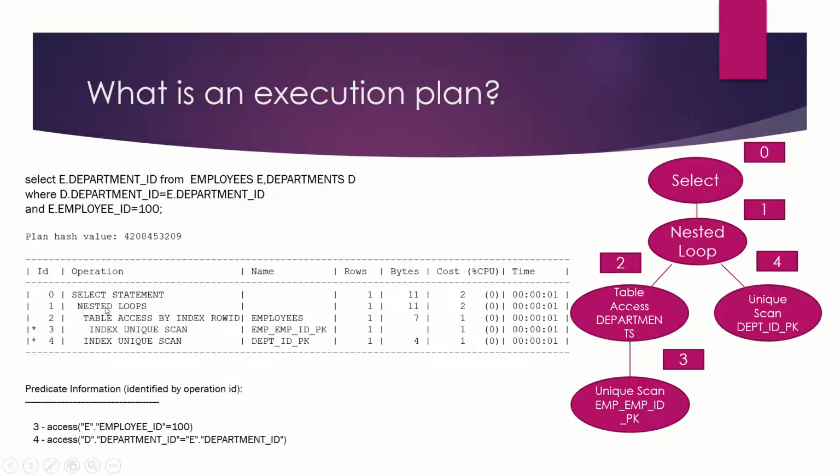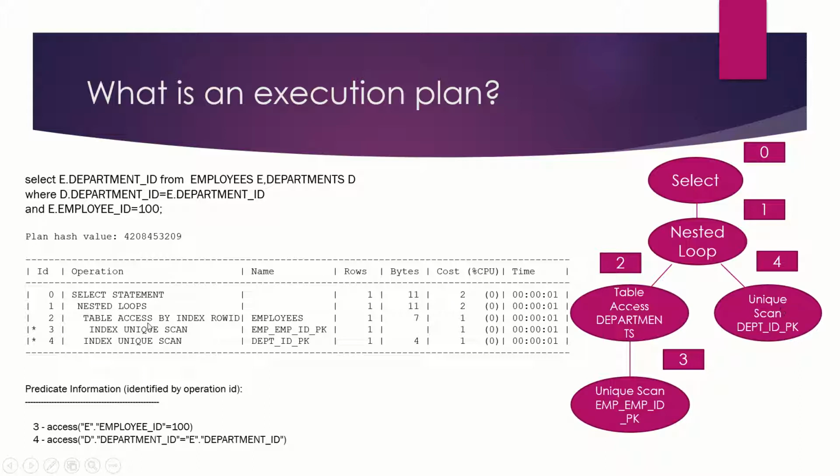Now 1 is again a parent and it has two children, that is 2 and 4. Why? Because 2 and 4 are on the same level and indented to the right of the nested loop operation. Since 2 and 4 are on the same level, 2 and 4 become the children of 1. That means operation 2, table access by index rowid on departments, and operation 4, unique scan of DEPARTMENT_ID_PK, become the children of the parent operation, nested loop 1. Why is 2 written on the left hand side and 4 on the right hand side? Because 2 and 4 lie on the same level, but since 2 comes on top and 4 comes on the bottom, we write 2 on the left hand side and 4 on the right hand side. So this is the thumb rule.